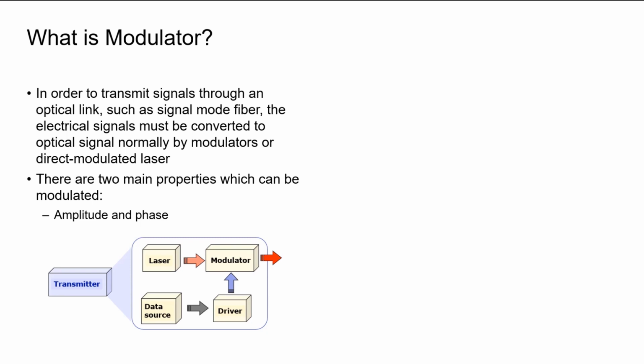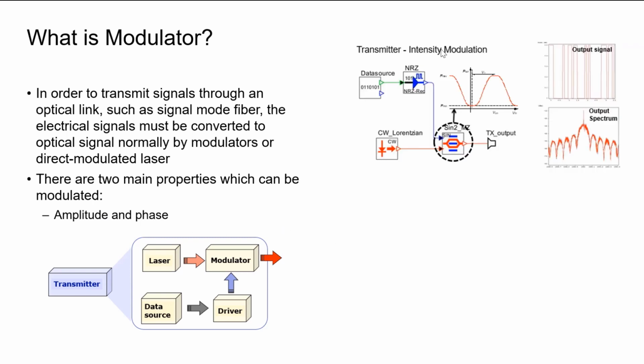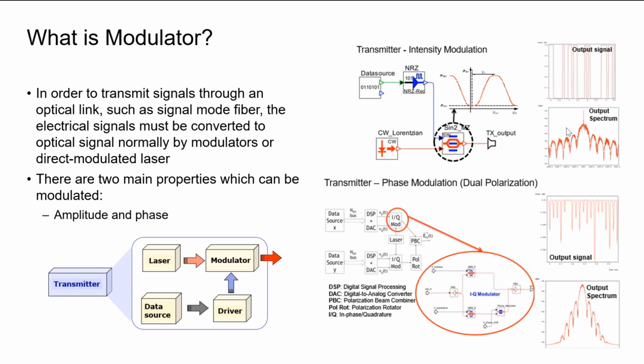So normally there are two main properties which can be modulated in a modulator, that is amplitude and phase of the optical signal. If we talk about the amplitude or the intensity, we have intensity modulation. We can put our signal into the amplitude of the optical signal. If we talk about phase modulation, we can put our signal in the phase of the optical signal.